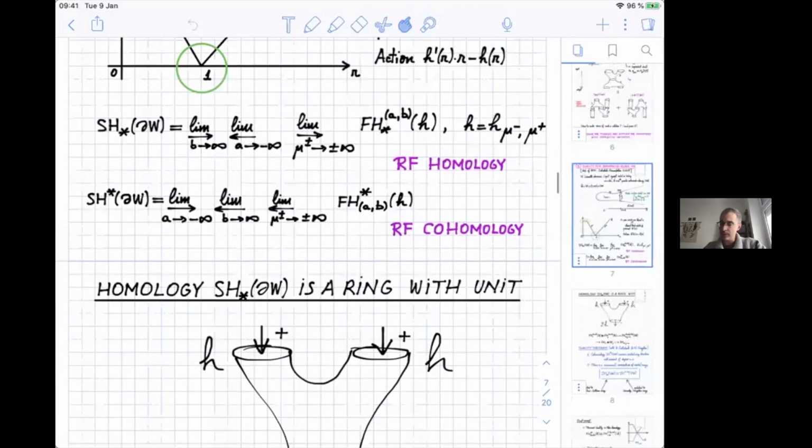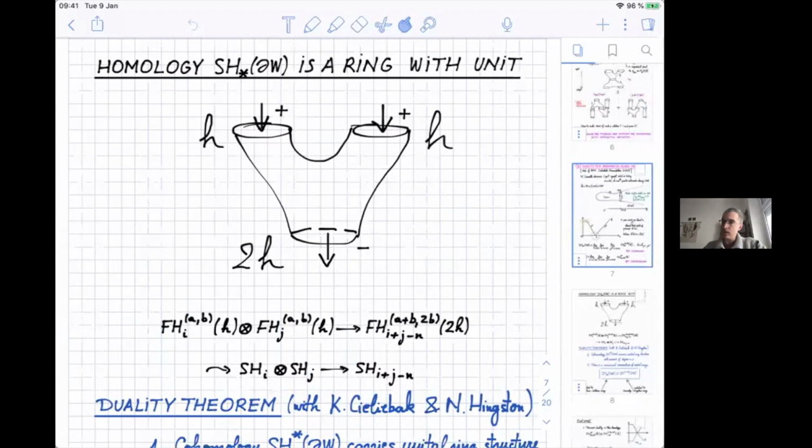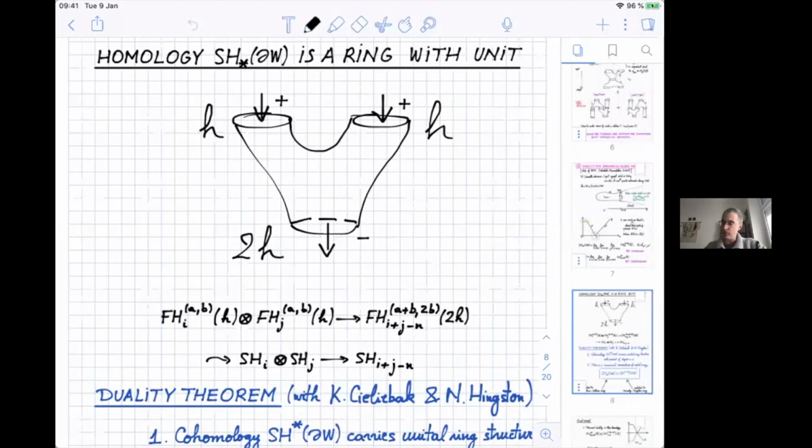So I want to explain why symplectic homology is a ring with unit. Yeah. We have here a picture of a pair of pants, right? Here. And we have a Hamiltonian coming in. Inputs are positive punctures, outputs negative punctures. Because of the usual constraints in symplectic homology, the maximum principle, we need to put here a Hamiltonian orbit of twice the Hamiltonian, at least, if not many more times. And the point is that the pair of pants product acts in truncated Floer homology as such.